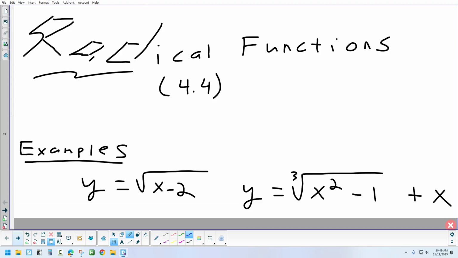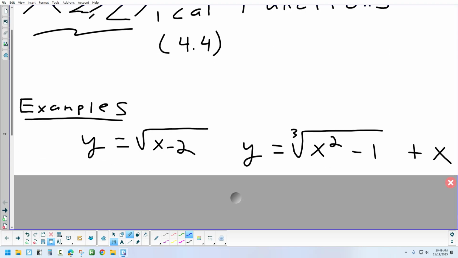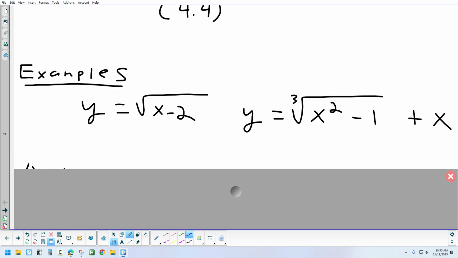So first of all, what do radical functions look like? Radical functions are functions that have roots in them. It can be a square root, cube root, but it has to be some type of root. And there are names for the different parts of the expression, so I just want to go through what some of the names are that we're going to use.